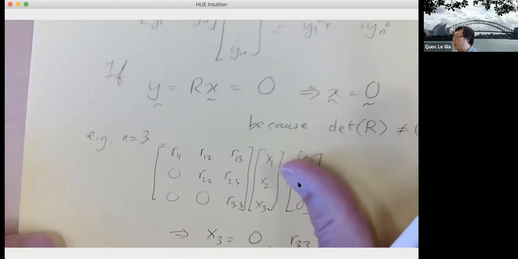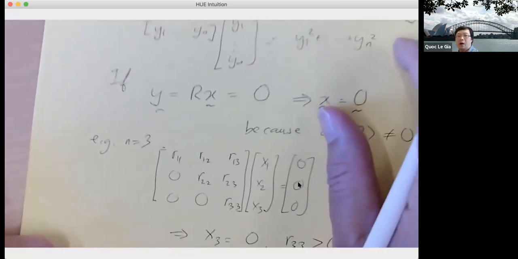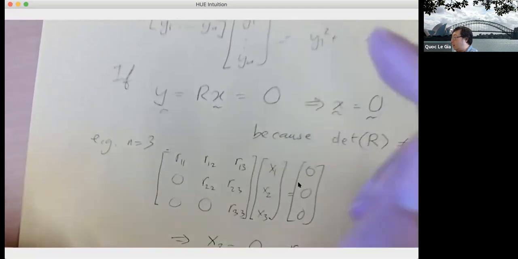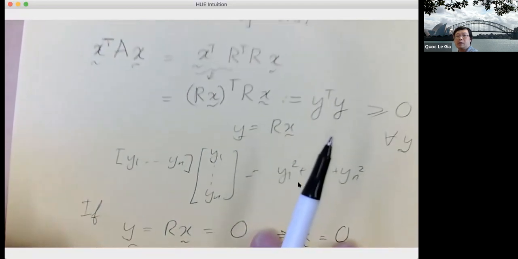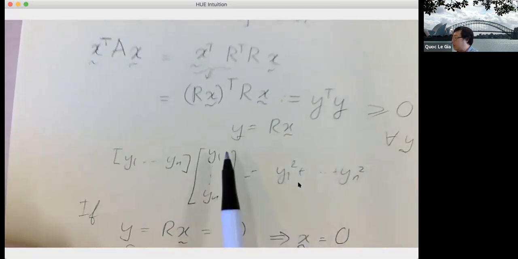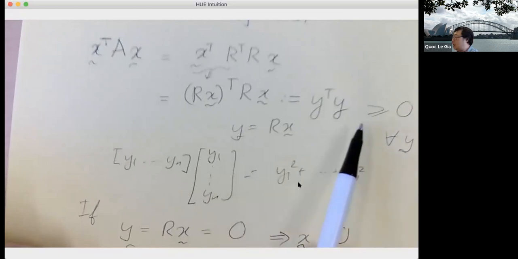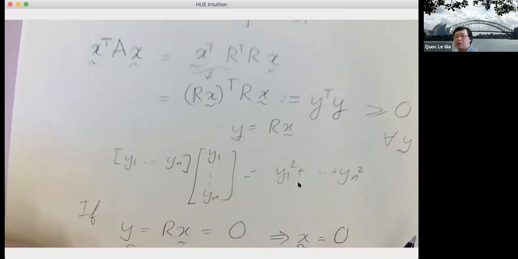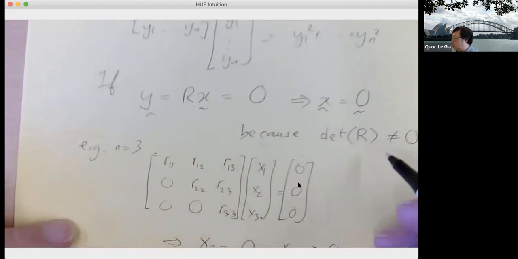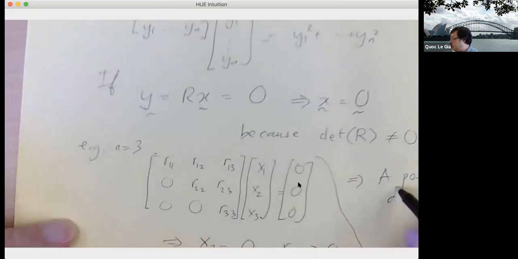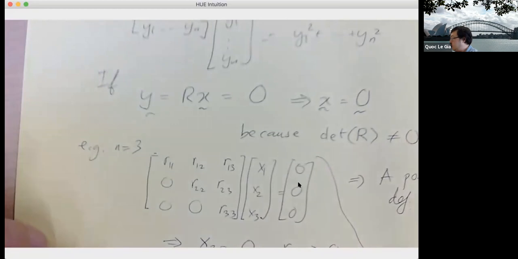But you see now what you have done. You have shown that the only way for X transpose AX to equal 0 is when the vector X equals 0. Otherwise, it has to be positive. So therefore the matrix is positive definite. So the conclusion is, A is positive definite by the definition.